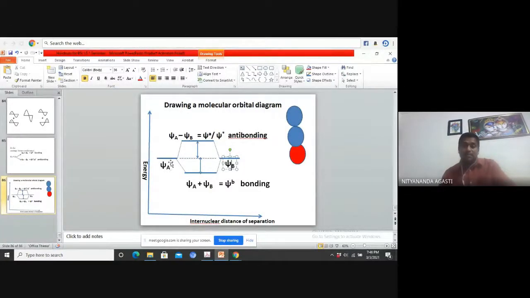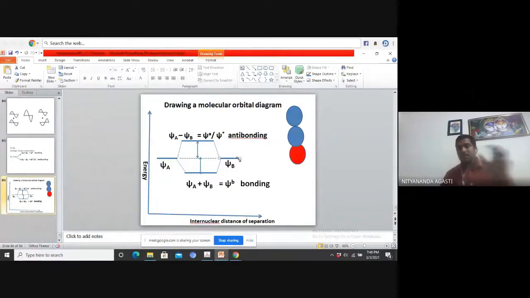Because this is one atomic orbital. Another atomic orbital will be arranged like this. Like this, it will go on. And these atomic orbitals of one atom will be arranged as per increasing order of their energy. Similarly, on the other side, corresponding atomic orbitals of similar symmetry and similar energy will be arranged like this. I will show you later on.